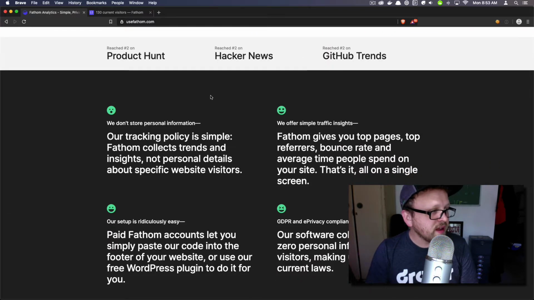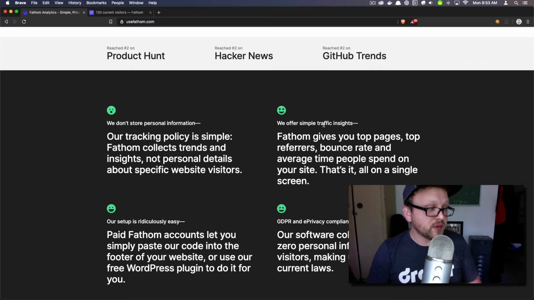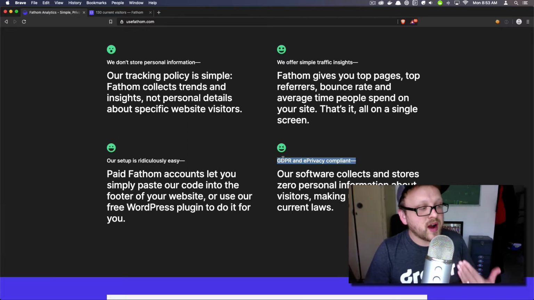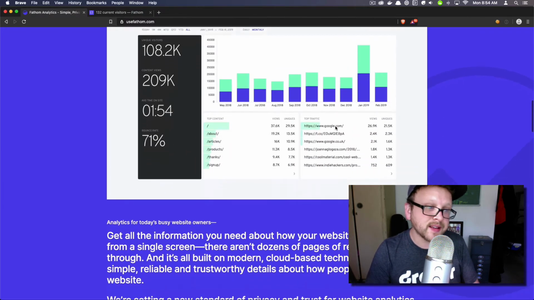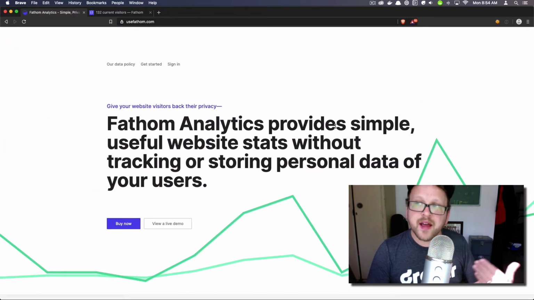And I would put these two points: easy setup, simple traffic insights. These are the things that people like me really, really care about. GDPR and e-privacy compliance, it's going to be a long time before I'm big enough where I need to worry about getting a GDPR takedown notice or something like that, where I have to prove GDPR compliance.